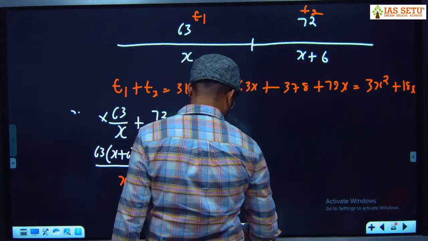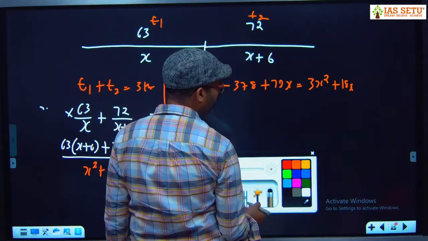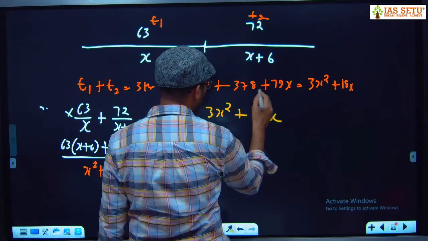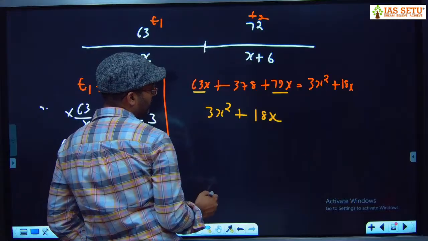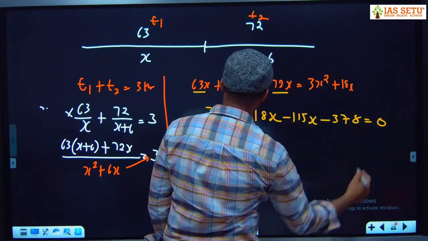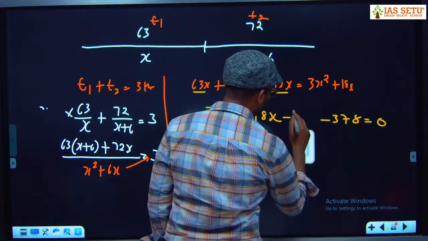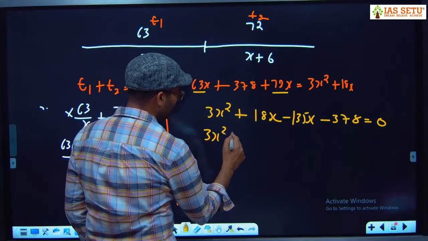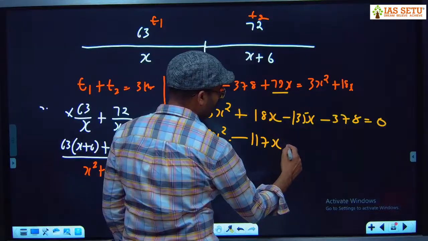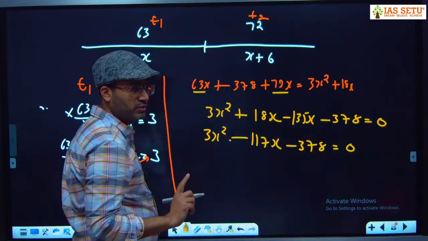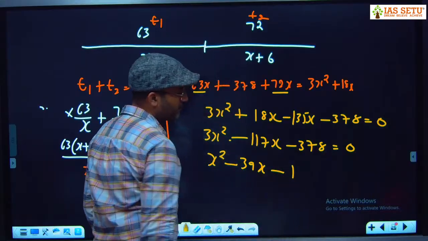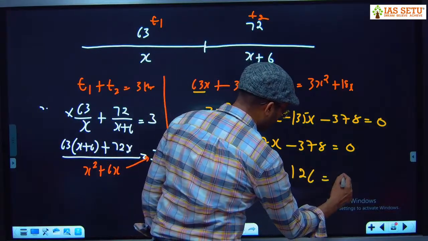अब सब वैल्यू को उधर ले जाओ, क्योंकि एक्स स्क्वायर को नेगेटिव नहीं बनाया जाता, कोई फायदा भी नहीं है ना बनाने का. 3x स्क्वायर प्लस 18x माइनस, 63 प्लस 72 क्या होगा? 135x. 3x स्क्वायर, माइनस हो जाएगा ना, माइनस में कितना आएगा? 117x माइनस 378. एवरी वैल्यू इज डिविजिबल बाय 3. 3 से डिवाइड कर दो. x स्क्वायर माइनस 39x माइनस 126 इज इक्वल टू 0.